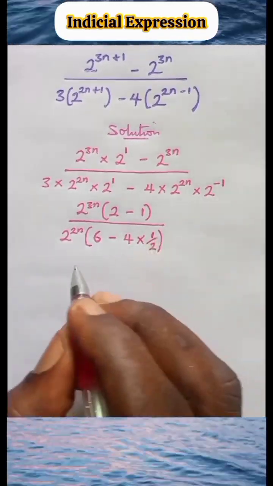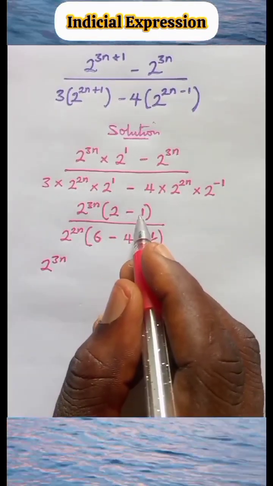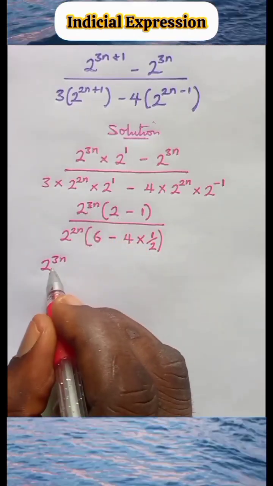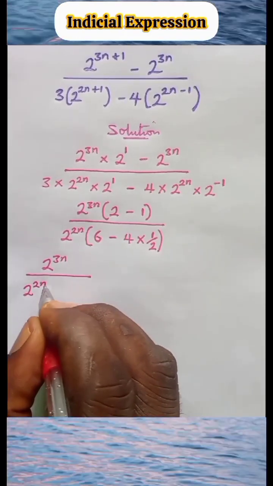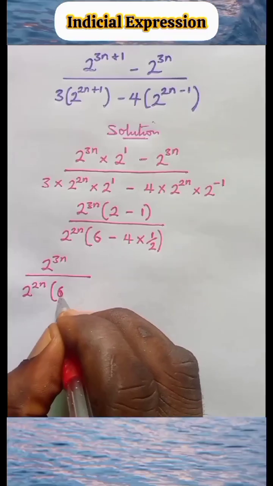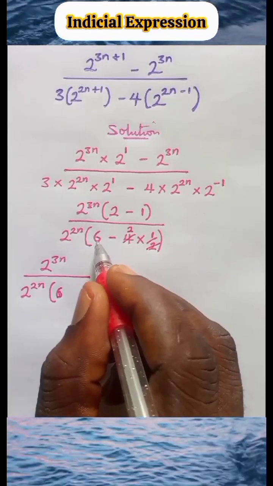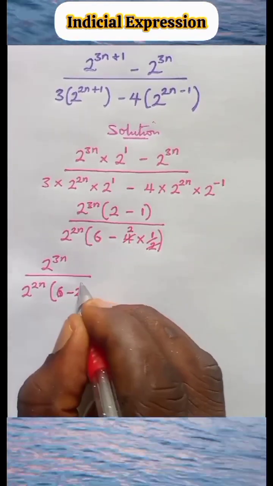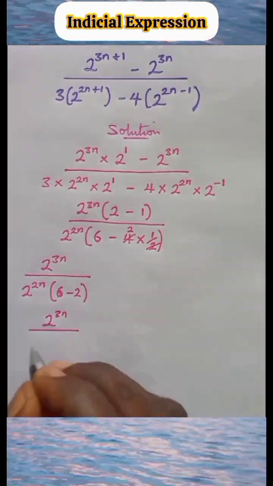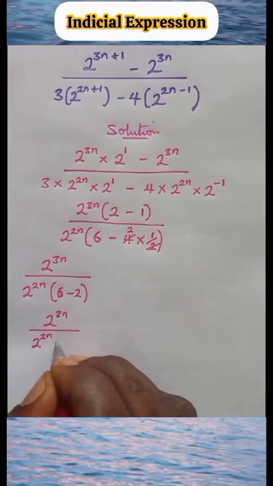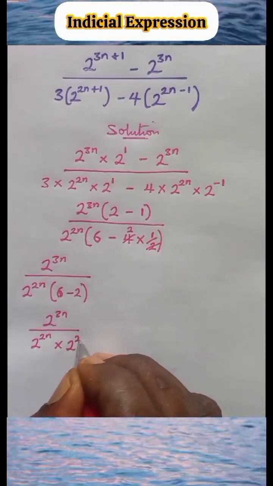Close our bracket. Here we have 2 raised to the power of 3n. 2 minus 1 is 1. 1 multiply 2 raised to power 3n still remain this. All over, we have 2 raised to power 2n. Open bracket. We have 6 here. Now, this 2 we simply go into 4 to give us 2, so that we have here 6 minus 2, close bracket. Now 2 raised to power 3n all over 2 raised to power 2n, 6 minus 2 is 4, and this 4 can be written as 2 raised to the power of 2.